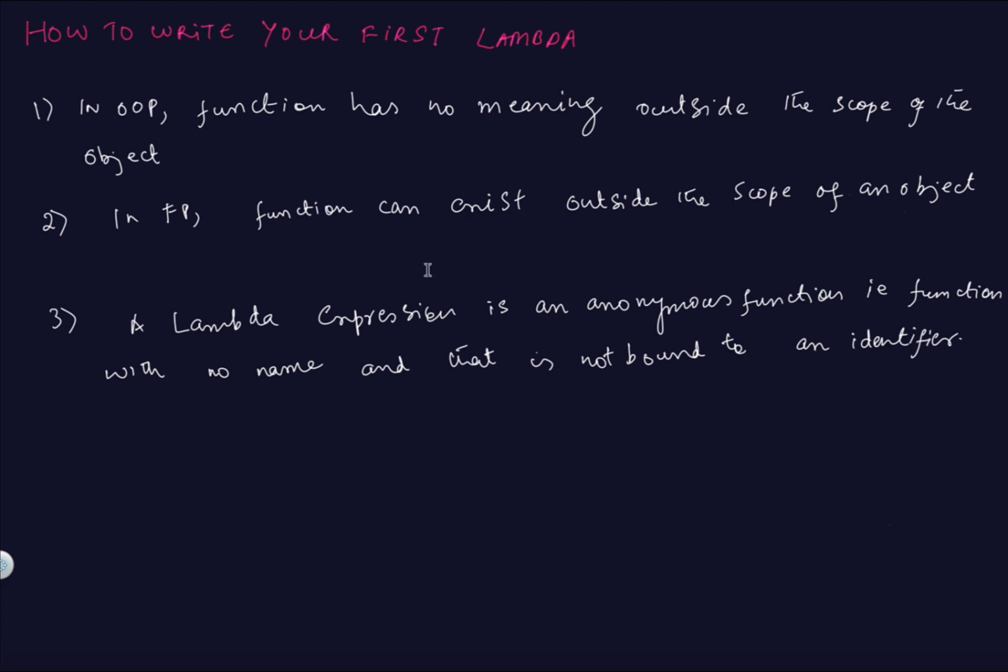So a lambda expression is an anonymous function, that is a function with no name and that is not bound to any identifier. Let me give you an example here. We can write the syntax of a lambda expression like this, and this arrow represents a lambda expression. And let's see an example with real programming of how we can write our first lambda.